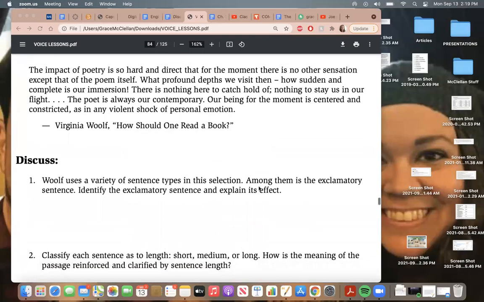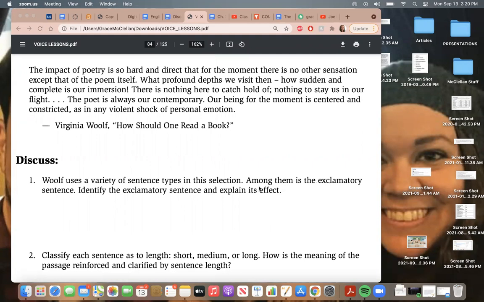And then the second thing is pay attention to sentence length. Is each sentence short, medium, or long? And how is the meaning of the passage reinforced and clarified by sentence length? Why do you think she chooses to do different sentence lengths if she does? If she doesn't, do you think that they're all short or all long, and why? Again, that's one of the reasons that I think syntax can be a difficult thing, because we don't usually think about why we're making sentences the length we are. We're usually just thinking, okay, my thought is over, I'm going to put a period here.